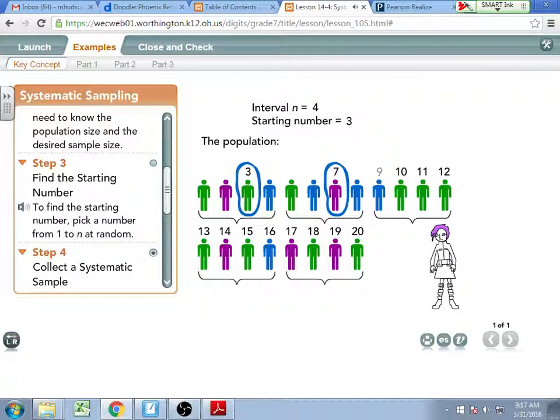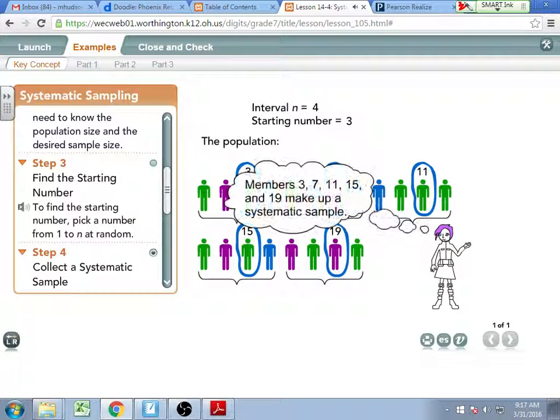1, 2, 3, 4, 15. 1, 2, 3, 4, 19. However you want to do this, just choose a starting point, and then go 4. Choose that person, then go 4. Choose that person, then go 4. Members 3, 7, 11, 15, and 19 make up a systematic sample.